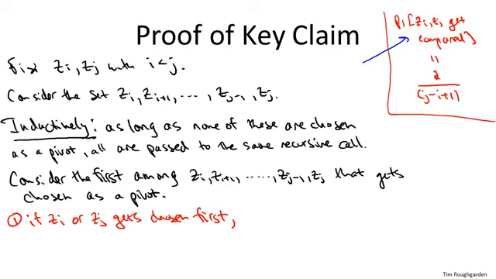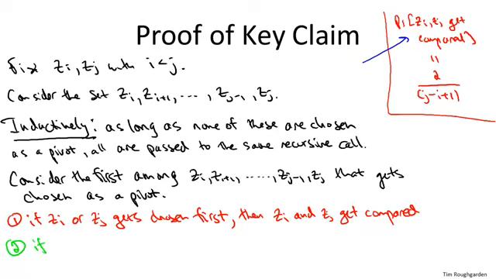If, on the other hand, the first of these j minus i plus 1 elements to be chosen as a pivot is not zi or zj, if instead it comes from the set zi plus 1 and so on up to zj minus 1, then the opposite is true. Then zi and zj are not compared now, nor will they ever be compared in the future.